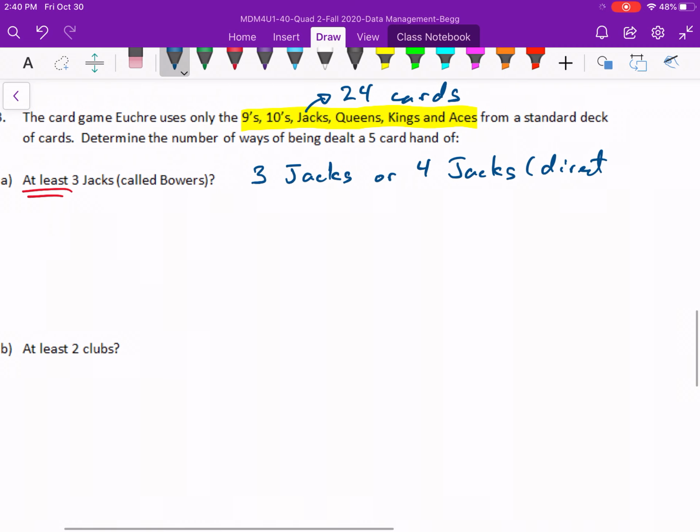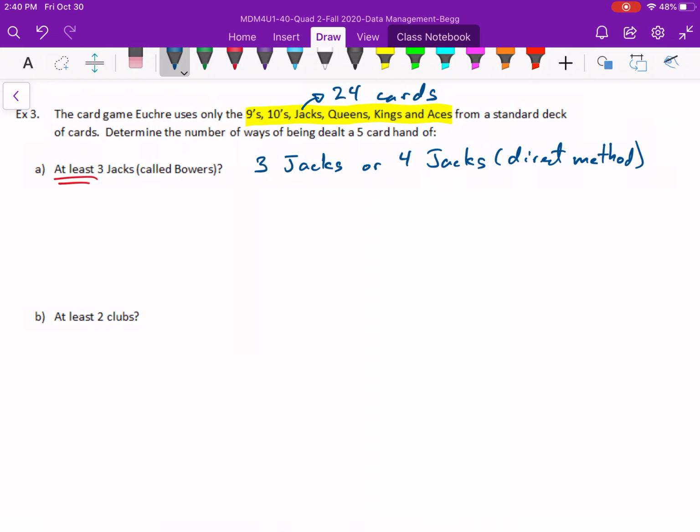Okay, that's the direct method. The other method, the indirect method, would be to find what I don't want and then subtract it from the total amount. Well, what I don't want is a hand with no jacks, or 1 jack, or 2 jacks. So in this case, the indirect way, I would have to do 3 calculations compared to the 2 from the direct method, 0, 1, or 2, and I'd also have to subtract that from the total number of hands, so that's actually a 4th calculation. Definitely the direct method is less work in this case. So let's go with that.